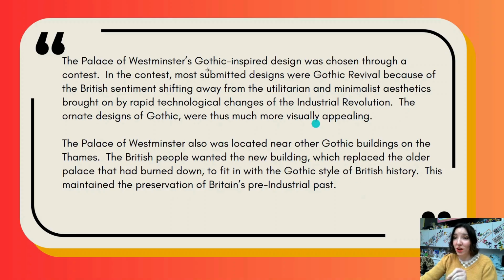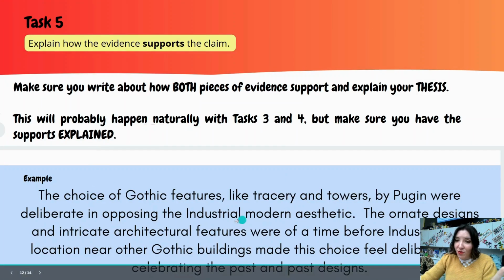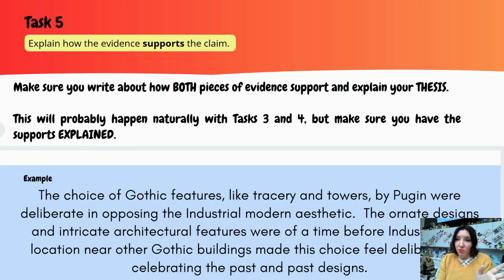Again, this task point might naturally happen up in here, and you could just write the why right next to your evidence. It would be easier for me to say the ornate Gothic designs, such as tracery, were more visually appealing because it was related to pre-industrial Britain, blah, blah, blah. So task 5, I could just weave in with task 3 and 4. But I want to make sure that I get it, so I just added a little bit more.